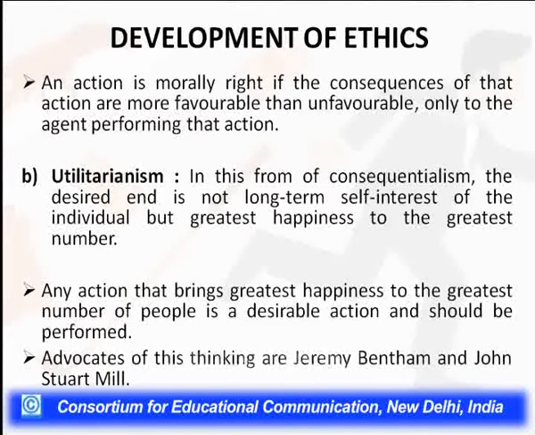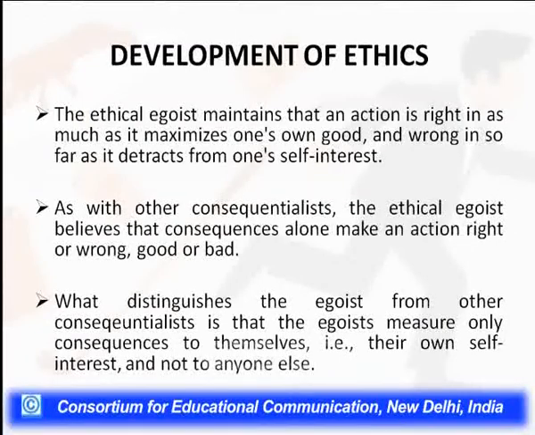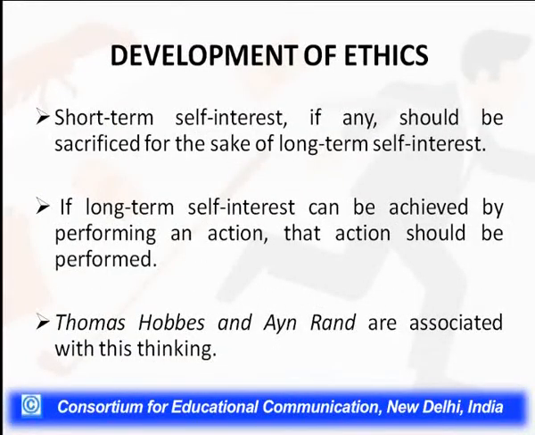The advocates of this theory are Bentham and John Stuart Mill, whereas for the previous theory, the advocates were Thomas Hobbes and Rand. So there are a lot of people who have worked for the development of the theories. Ethical egoism was basically propounded and supported by Hobbes and Rand, whereas utilitarianism was supported by Jeremy Bentham and John Stuart Mill. These schools of thought supported consequentialism, which is called the utilitarian theory of ethics.